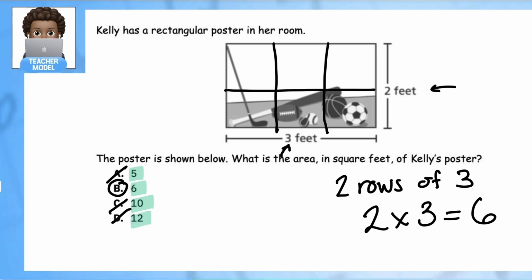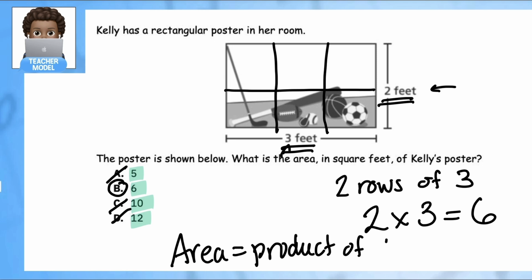So notice here, I can use my dimensions to figure out the number of tiles by multiplying them. I can find the area by multiplying these 2 dimensions. So area is equal to the product of my length and width. So that's one way of finding it. All right, hit pause and jot this down into your notes. You are going to have problems like this that do not have the tiles, but they will give you the dimensions, and this is how you can find the area.